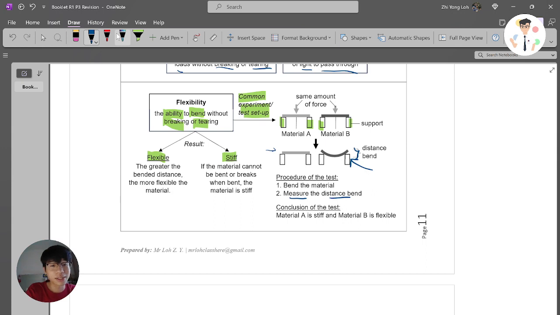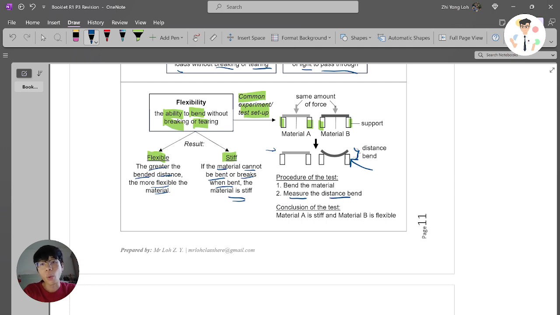Okay. So as you can see, the greater the bend distance, the more flexible the material is. If the material cannot be bent or breaks when bent, the material is stiff. Okay. So the conclusion you can come up with is: material A is stiff, material B is flexible.